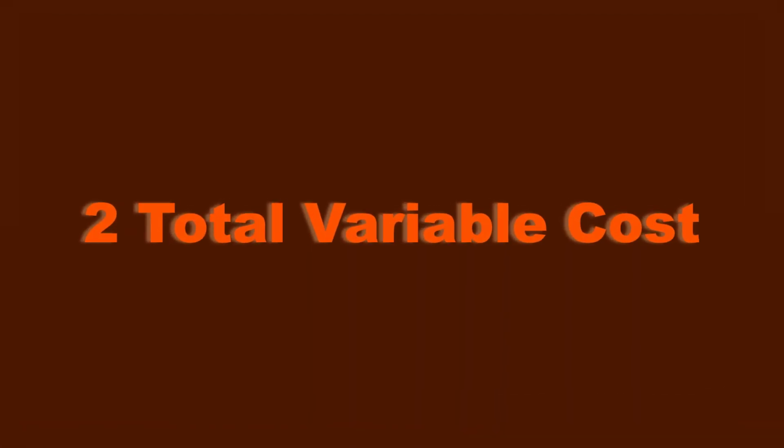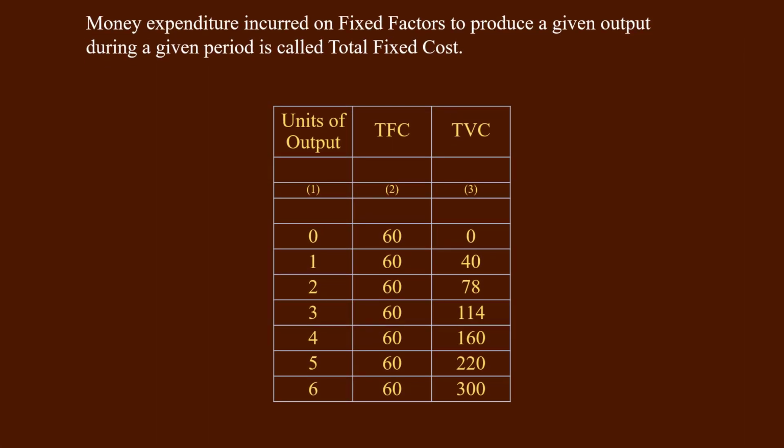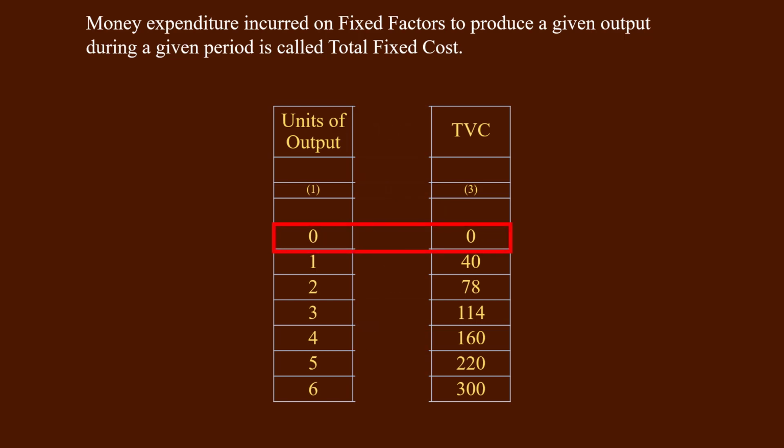Total variable cost. Money expenditure incurred on variable factors to produce a given output during a given period is called total variable cost. Column 3 of the table shows total variable cost. Observe how total variable cost changes with output. Total variable cost is 0 when output is 0. Total variable cost increases as output increases.